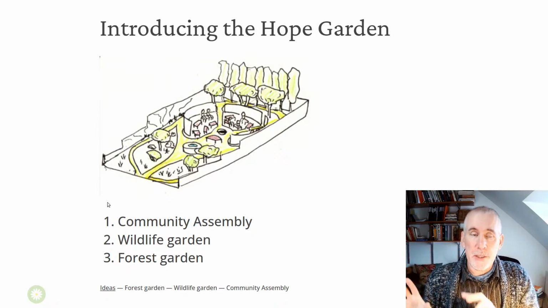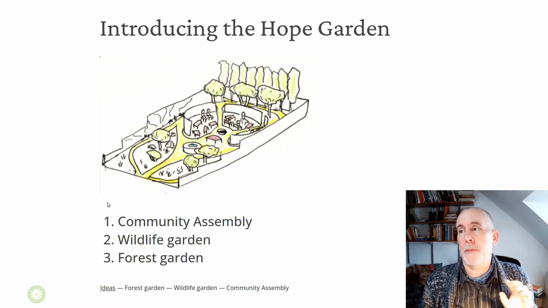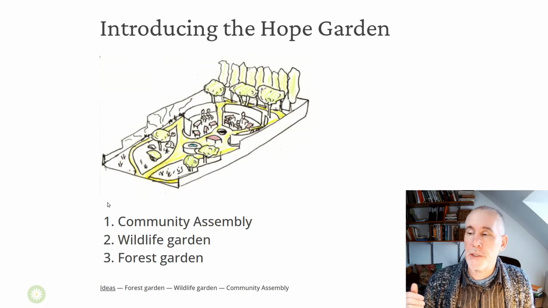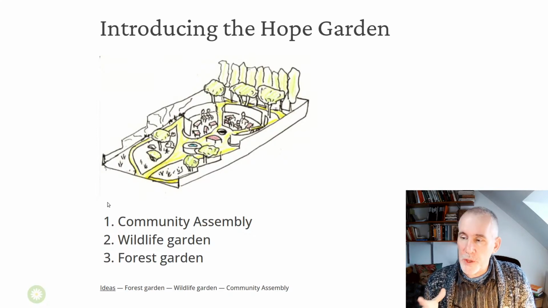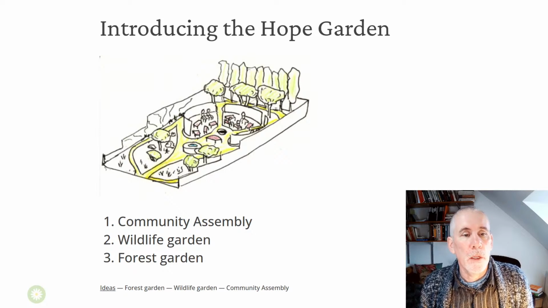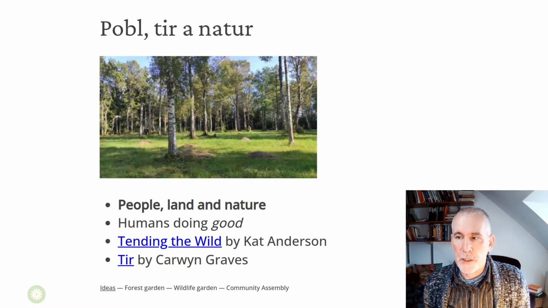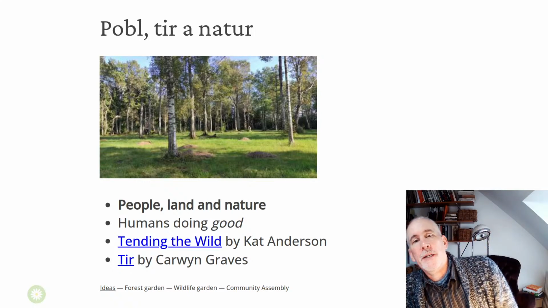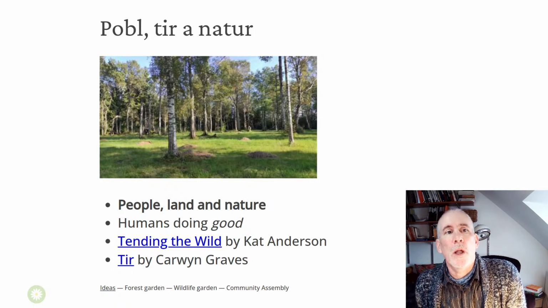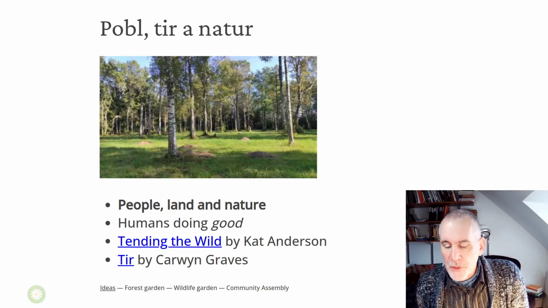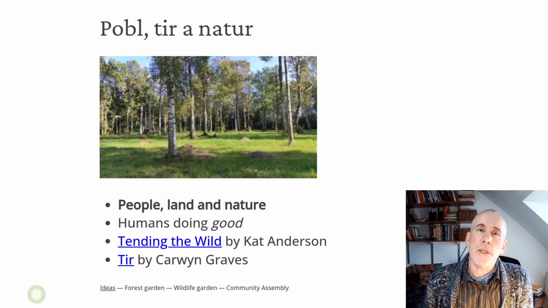But these are the three constituent elements of the community assembly, a non-hierarchical, open access decision-making process, and within that, a wildlife forest garden. And so an absolutely key takeaway from all this: pobl, tir a natur, people, land, and nature. So the critical thing is humans can be a force for good.